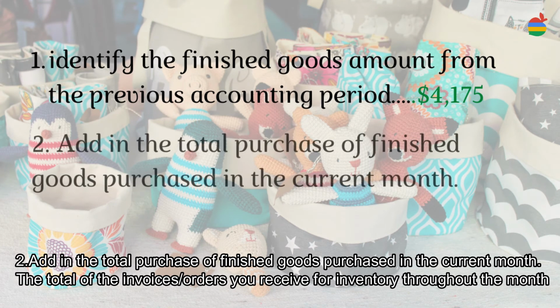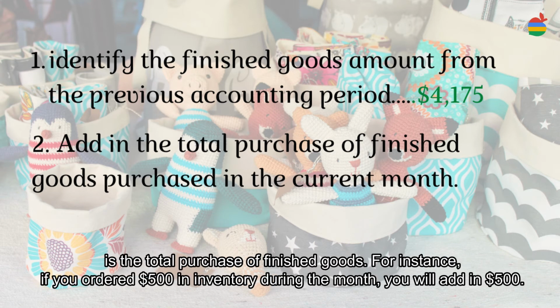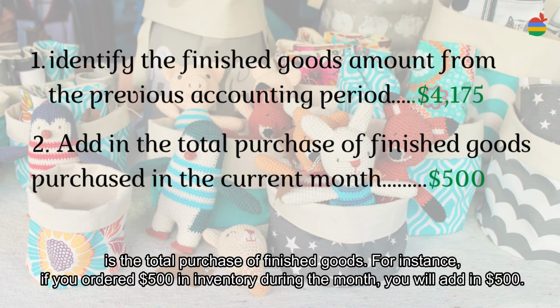Number 2, add in the total purchase of finished goods purchased in the current month. The total of the invoices or orders you have received for inventory throughout the month is the total purchase of finished goods. For instance, you have ordered $500 in inventory during the month. You will add in $500.